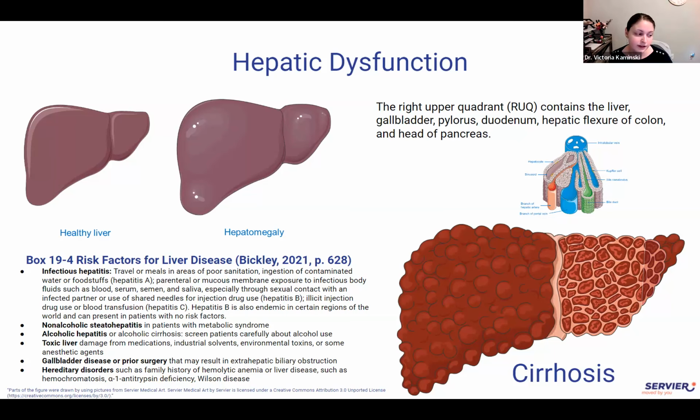You'll also see here that box 19.4 has the risk factors for liver disease, and I'll let you look over that. Again, that's directly from your reading, really great resource. Hepatomegaly demonstrated as opposed to a healthy liver, and then what cirrhosis does look like.